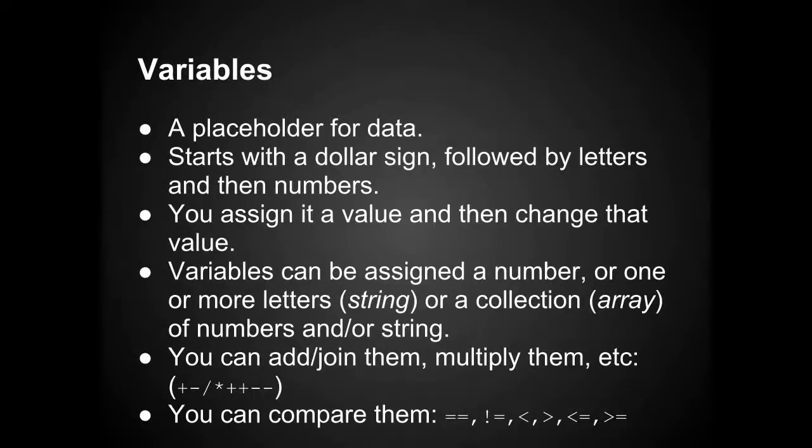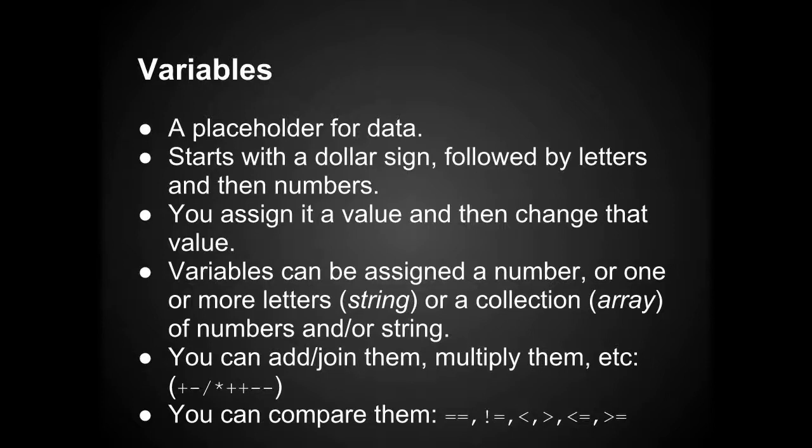Let's talk a little bit more about variables. So we said that variables are a placeholder for data. A variable name always starts with a $ sign in PHP. It's then followed by one letter, and then 1 or more letters, numbers, or underscores. You can then assign it a value. You can change that value. You can use that value in expressions.